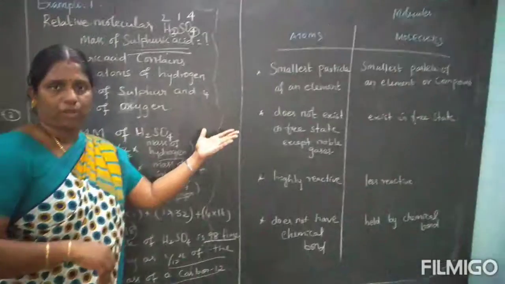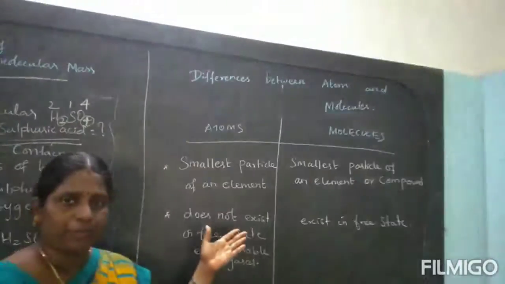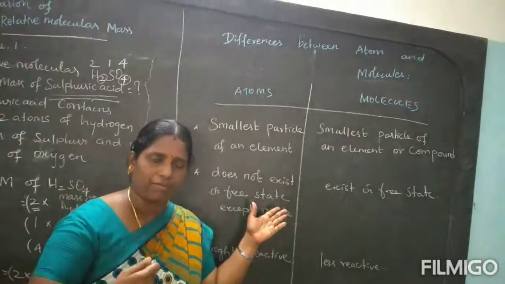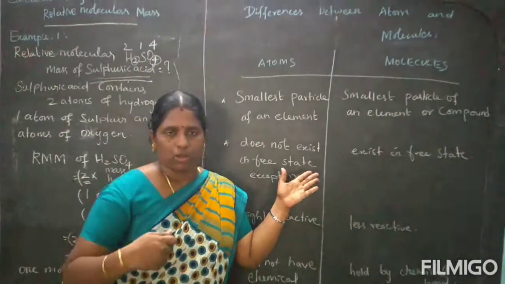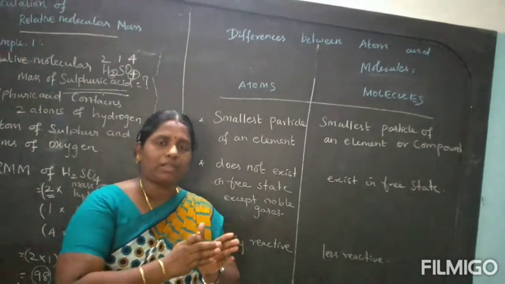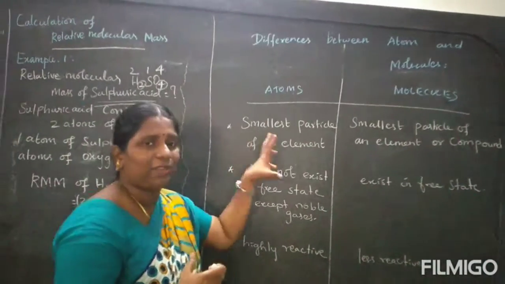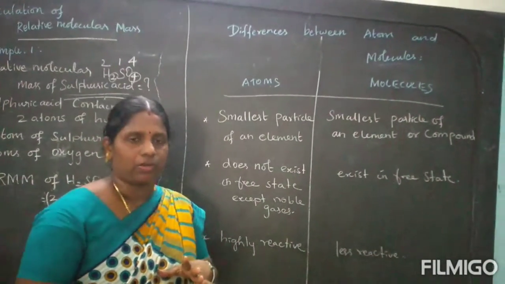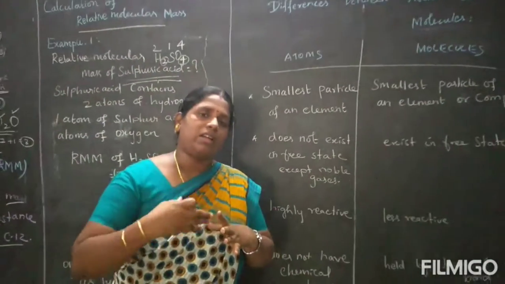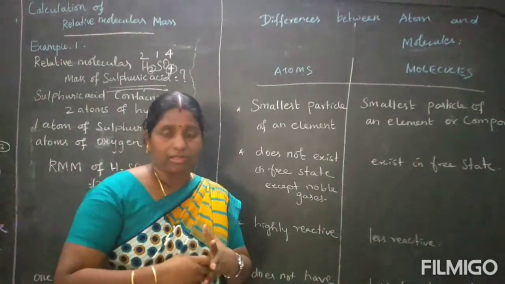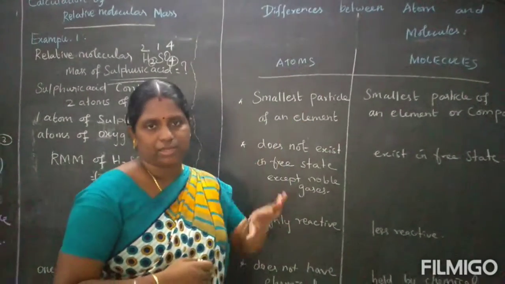So what's the next topic? Up to this we have learned about atom, atomic mass, molecule, molecular mass. So now you have to compare atom and molecule. How do you compare? What are the differences between atoms and molecules? I think you may have learned these differences in previous classes, in 8th or 9th standard.